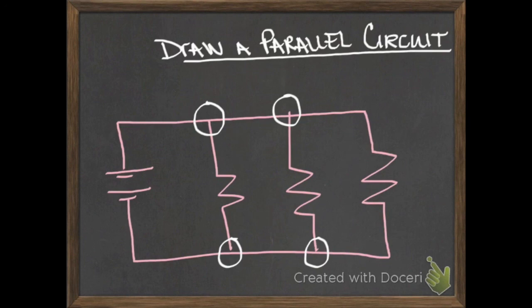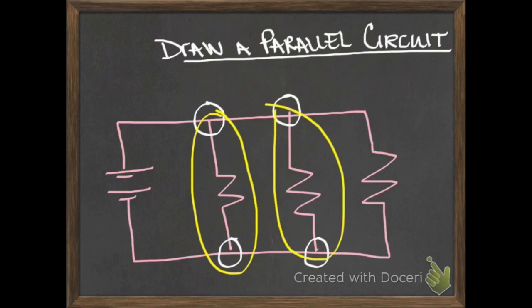What do we have next? Well, we have a branch. Here's a branch. And here's a branch. Because this is a path on our circuit where we go from one junction to the next consecutive junction.